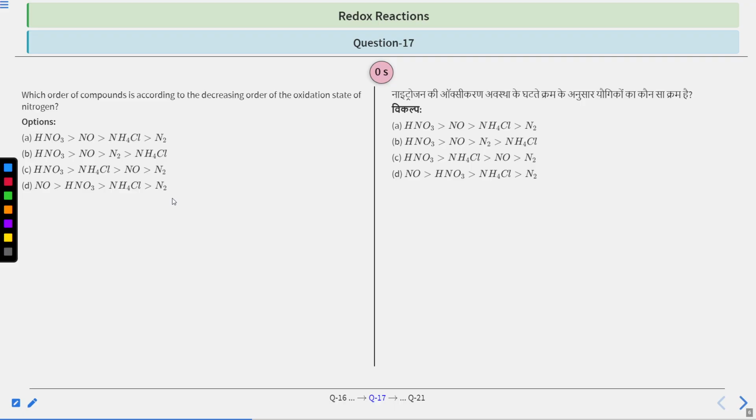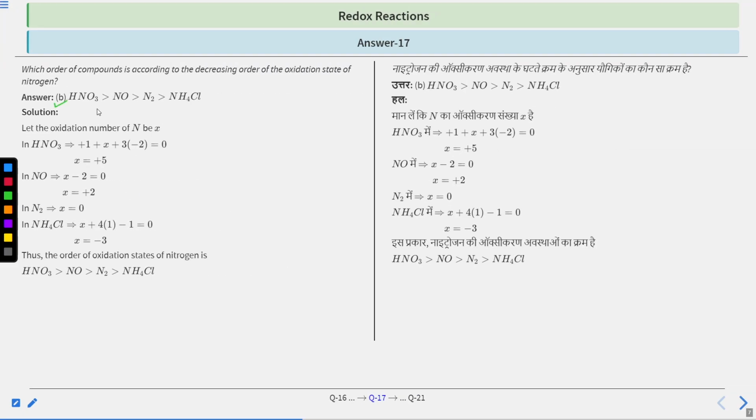Okay, let's see. The correct answer is option B, that is HNO3, NO, N2, NH4Cl. So the order will come like this: highest in HNO3, then NO, then N2, then NH4Cl. Let the oxidation number of nitrogen be X. Now let's find X in every compound. In HNO3, H is +1, X for nitrogen, and 3 times -2 for oxygen, equals 0. So X comes out as +5.